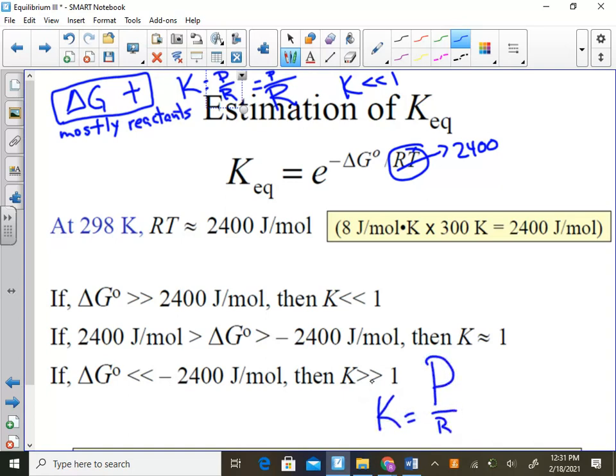So a couple of ways you should know: if you have a really negative number for delta G, expect a really big number for K, and vice versa. You should have a really, really small number for K when you have a positive number for delta G.